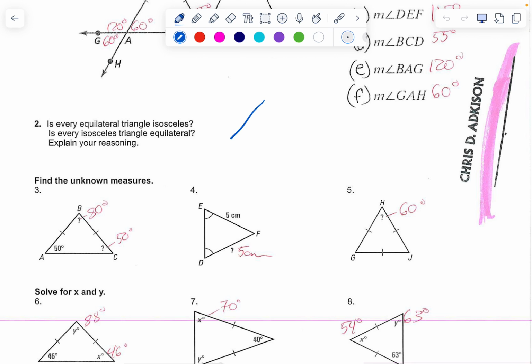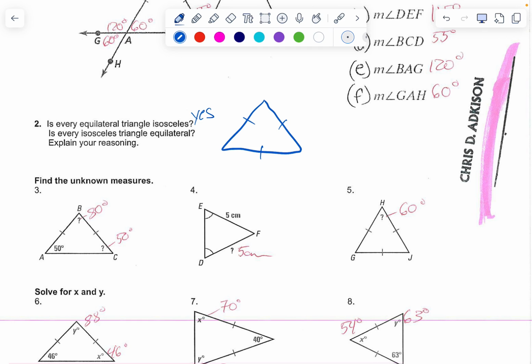Here, let me draw my best equilateral. Is that an isosceles triangle? No. Yes, it is. Why? What is the definition of an isosceles triangle? Two sides are congruent. Does this have that? Yeah, we just get the bonus side that is also congruent. So yeah, it is. Actually, I'm going to leave that on there.